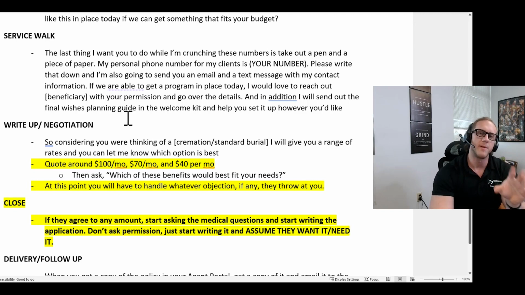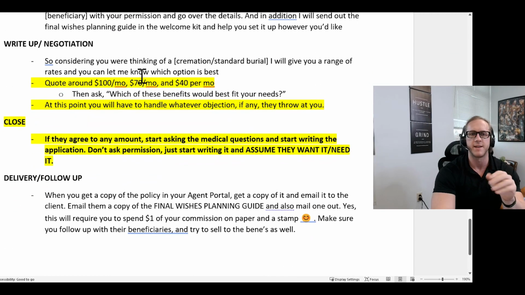Now, if we're able to get a program in place today, I'd love to reach out to Johnny with your permission and go over the details. And in addition, I'll send out the final wishes planning guide and the welcome kit and help you set it up however you'd like. So I'll walk you through that if you'd like me to.